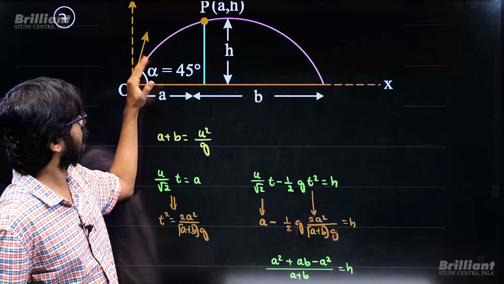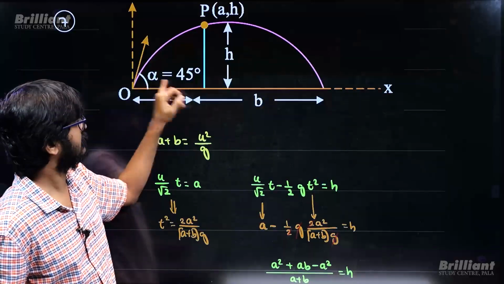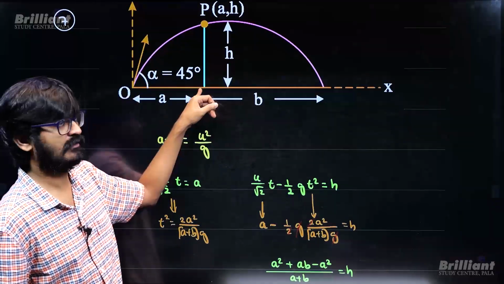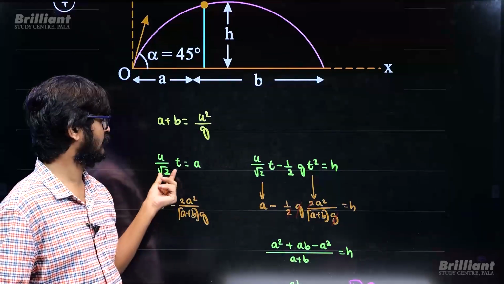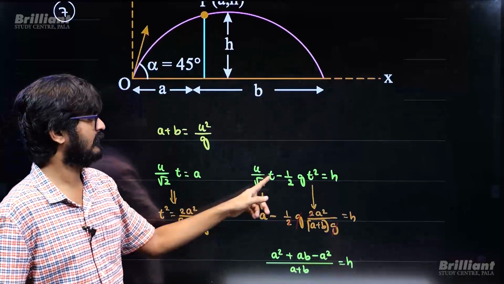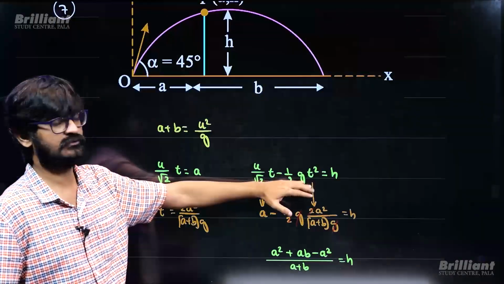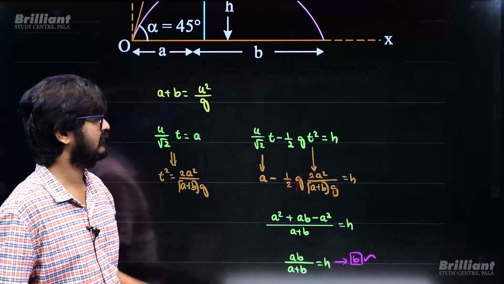Now apart from that, the horizontal component is u by root 2, and the vertical component is u by root 2 initially. For this point, I will write the distance traveled along the x axis, that is s equals ut plus half a t square, and acceleration is 0. So u by root 2 into t along the x axis equals a. Along the y axis it is u by root 2 into t minus half g t square, s equals ut plus half a t square. The vertical component is h, right?